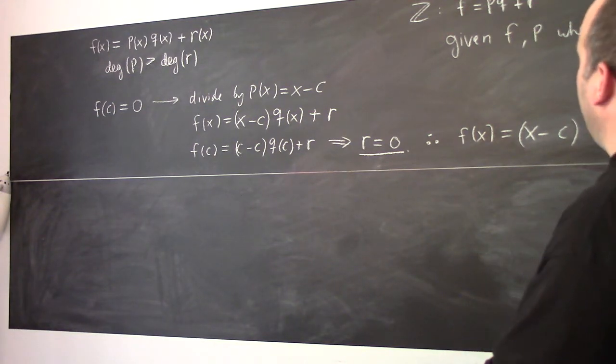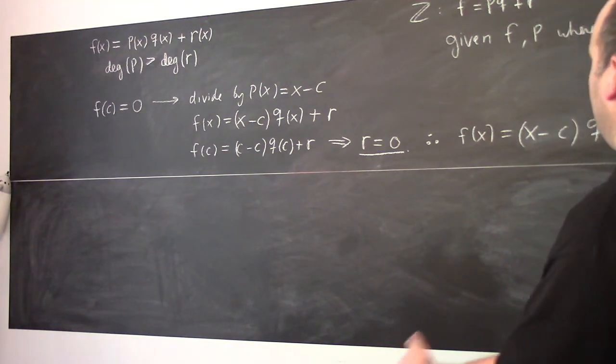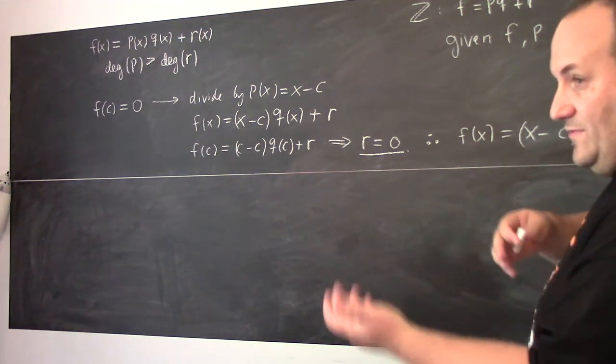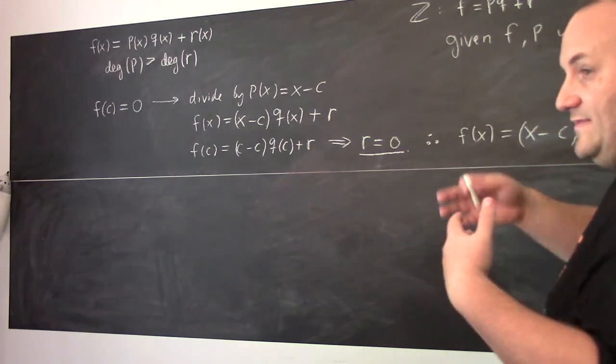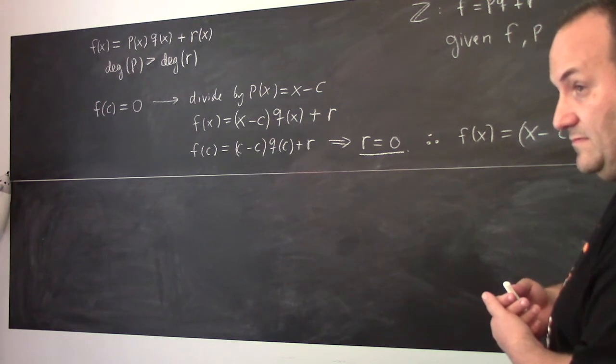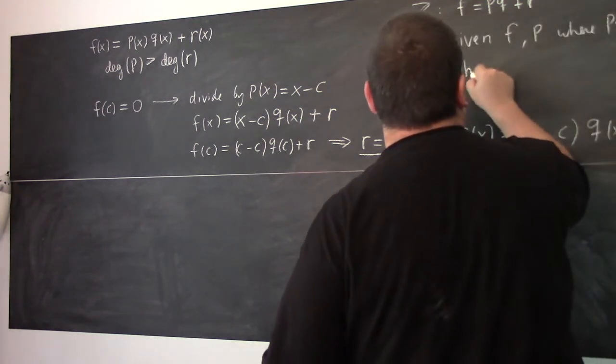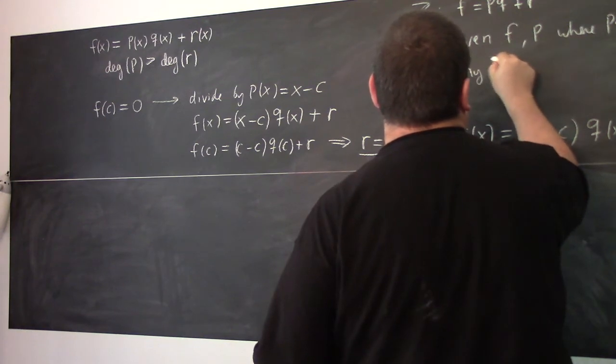But I'm given this and that. You're given f and p. The question is, why does there exist a q and an r such that r is less than p? Is p also an integer? Yeah.